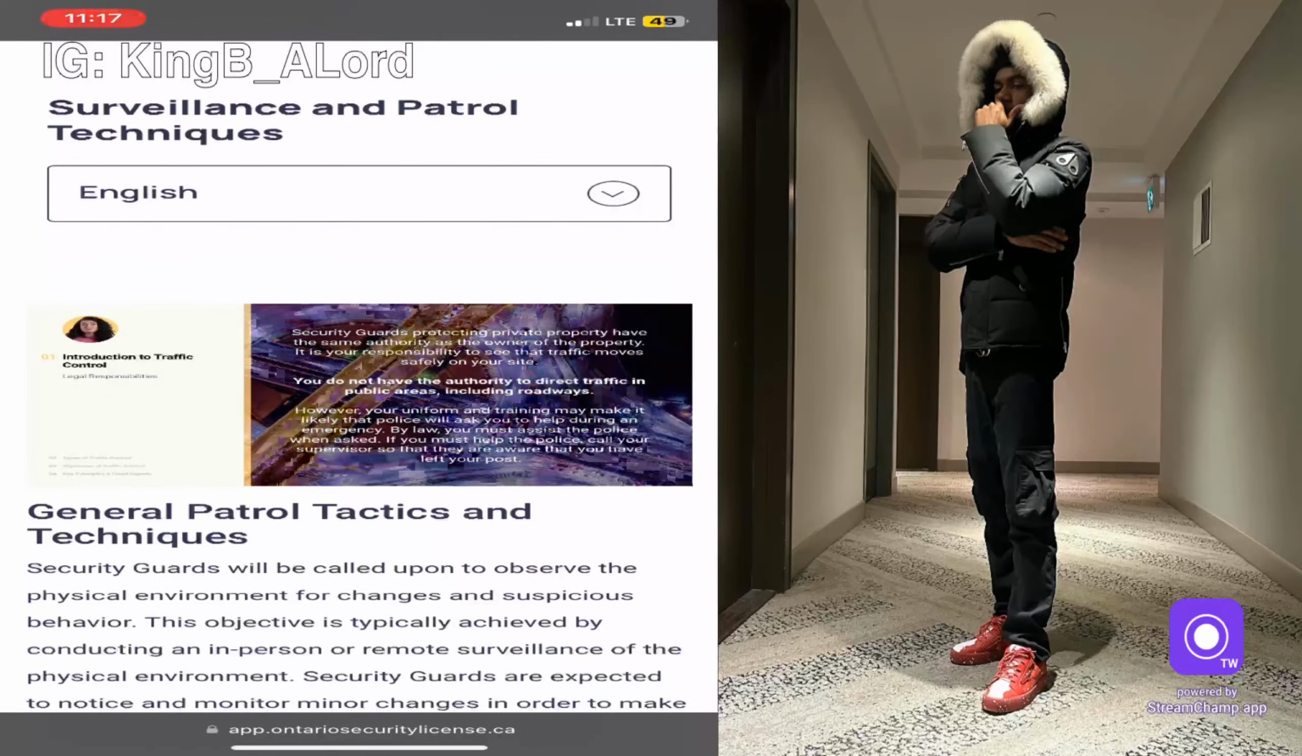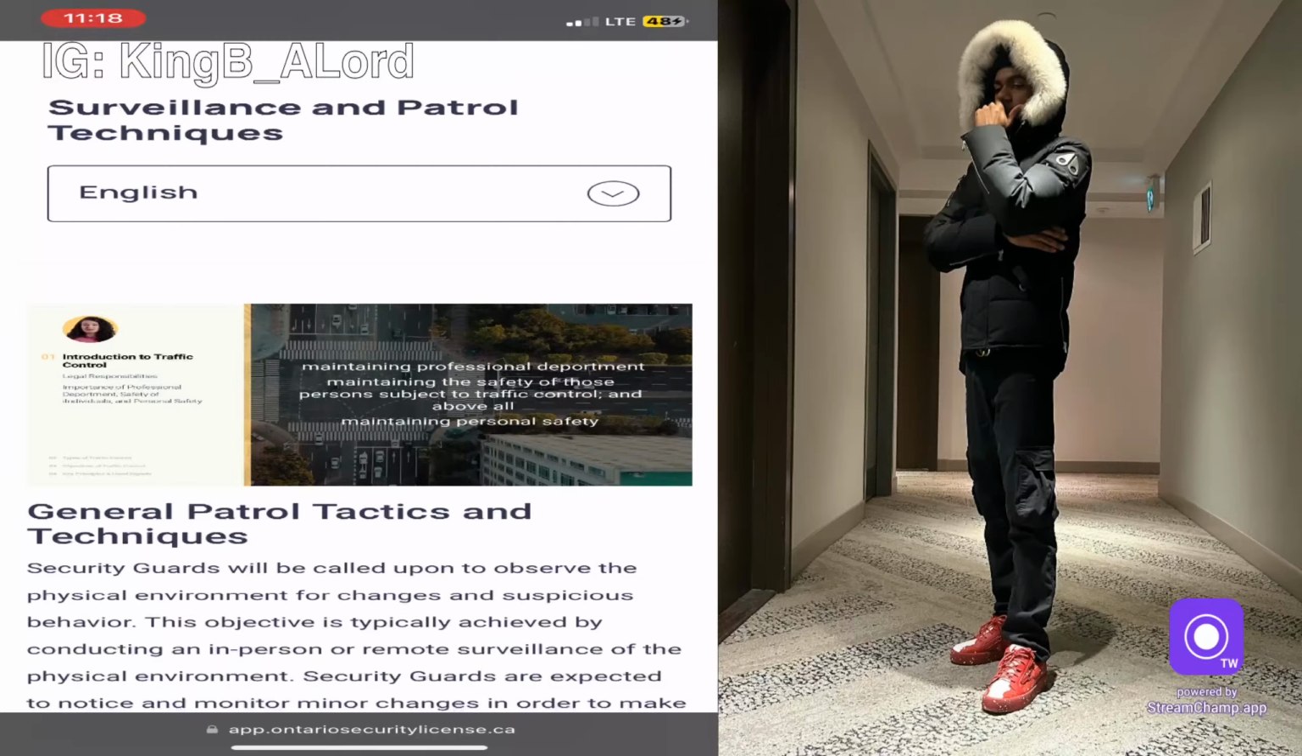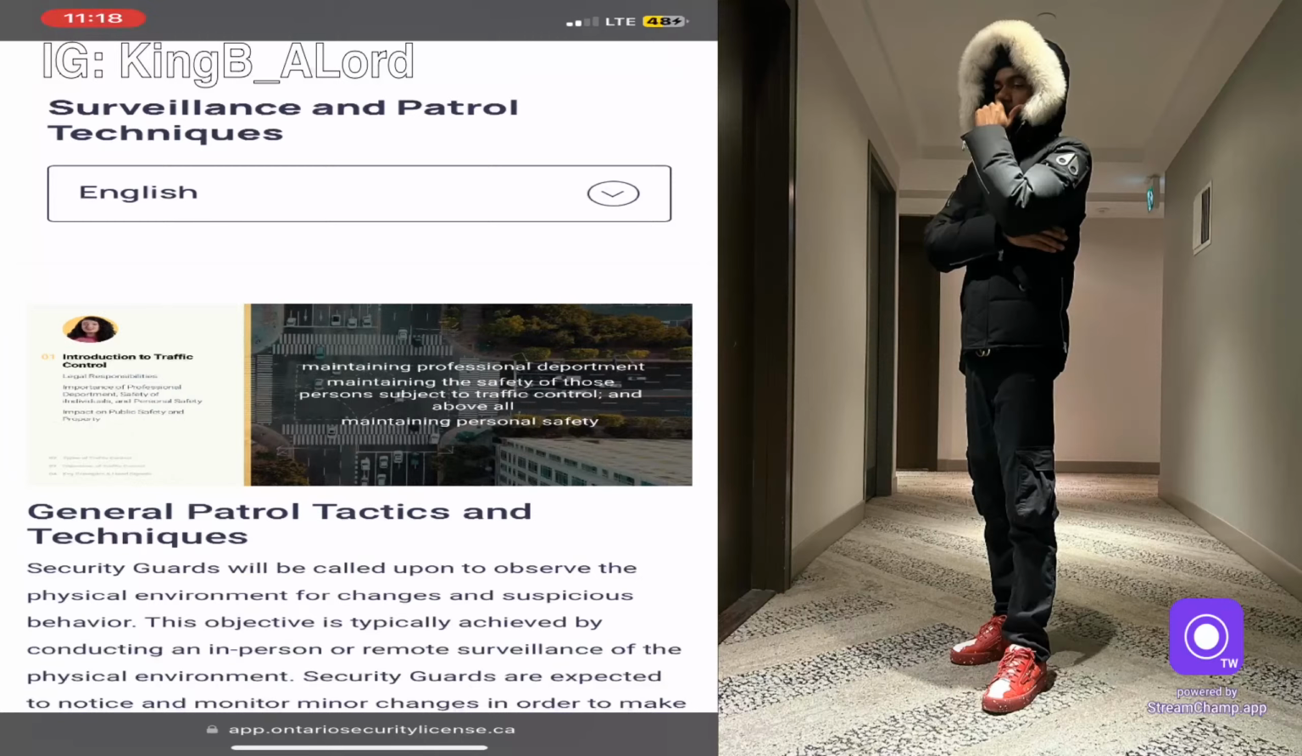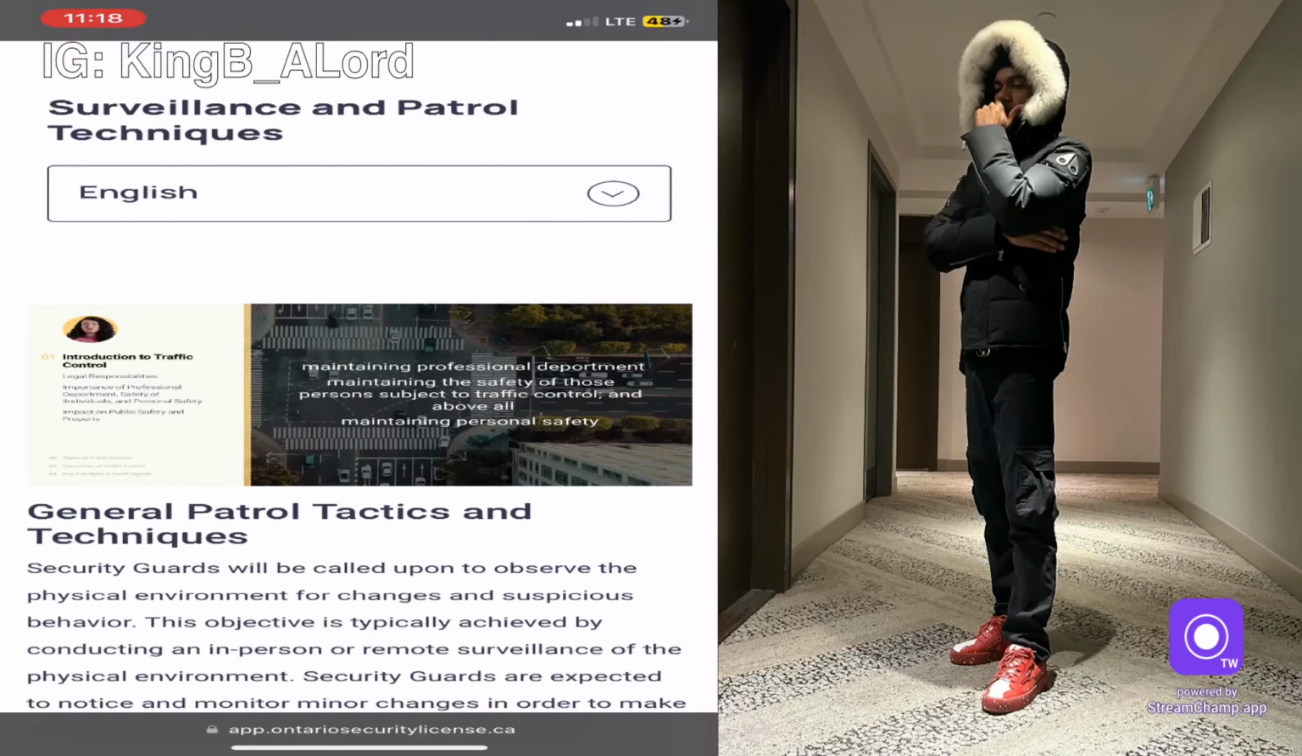However, when asked, if you must help the police, call your supervisor so that they are aware that you have left your post. There are maintaining professional deportment, maintaining the safety of those persons subject to traffic control, and above all, maintaining personal safety. These issues will not only impact the personal safety of the guard, but also affect the safety of the general public and their property.